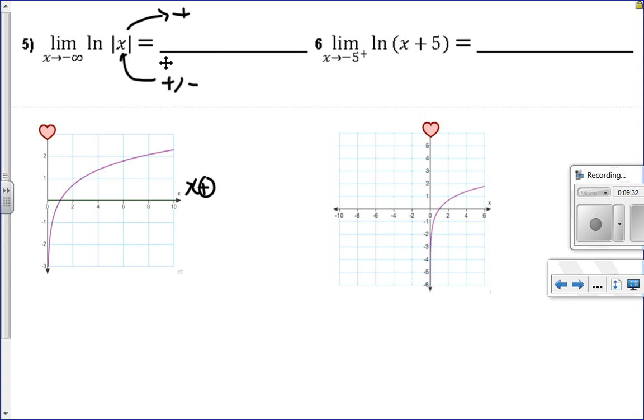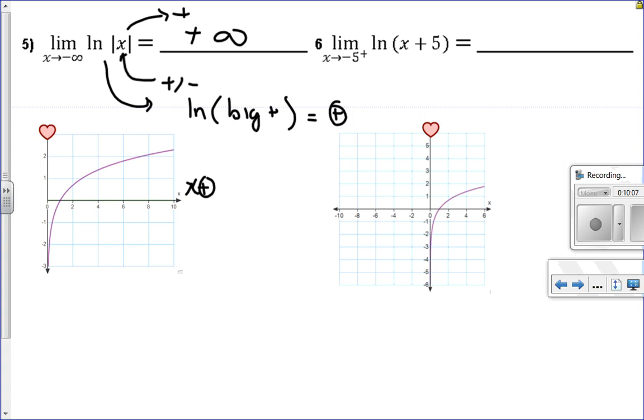So what this really is, it's going to be the limit as x approaches negative infinity of a really big positive number. So if I look at this one here, the natural log of a really big positive number, you can see is going to be a really big positive number. So looking at this graph, as x gets bigger and bigger and bigger, x can't be negative. It's going to be bigger and bigger, so this will approach positive infinity.